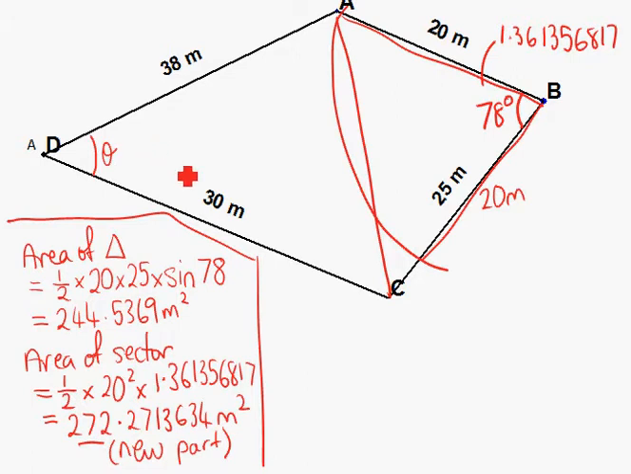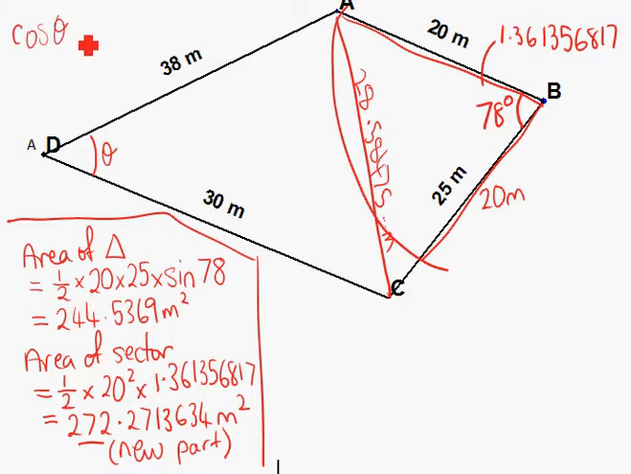So let's think about how we could find that. We know this side as well. We found that in part 1. It was 28.58475 metres. So I've got three sides and I want to find that angle. Three sides, one angle. That means we're going to be using the cosine rule for angles.